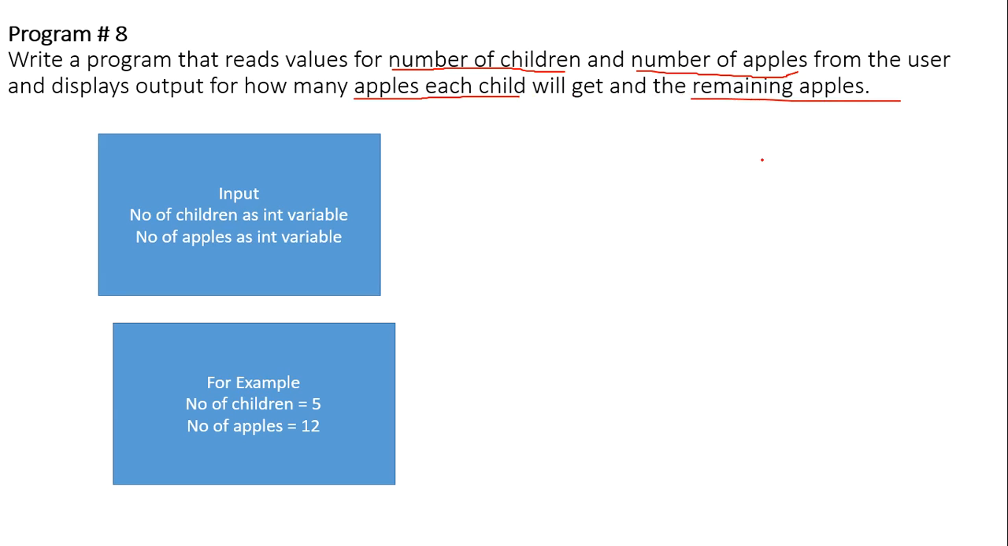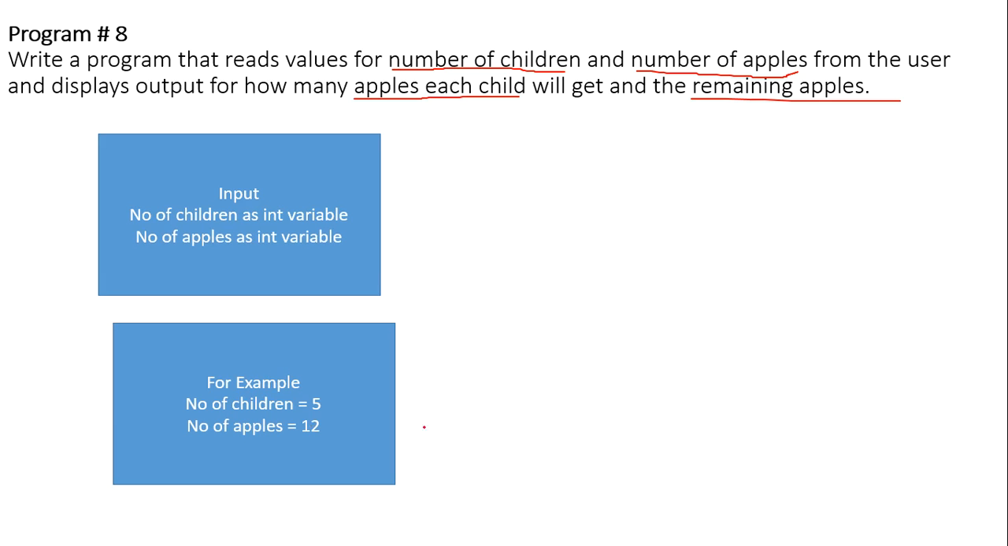Now just consider the working principle or the logic of this program. Input is number of children as an int variable, because number of children cannot be float, it will be integer. Number of apples will also be an integer variable. For example, number of children is equal to 5 and number of apples is equal to 12. We can't say that number of children is 5.5 or number of apples is 12.3, because they are integers.